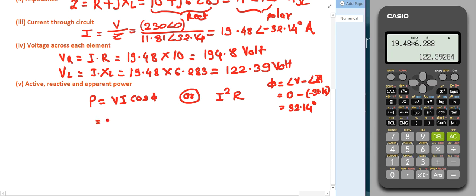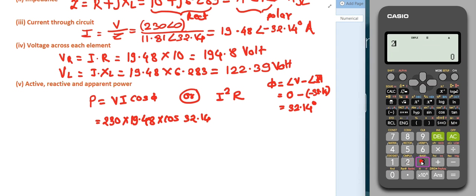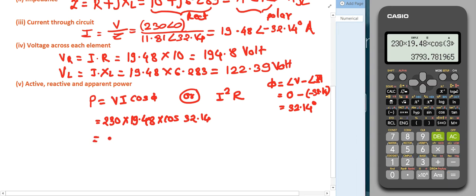So we'll put this into this. Voltage is 230 into current 19.48 into cos of 32.14. Let us calculate this on the calculator. 230 into 19.48 into cos of 32.14. Press the button of equal to. So I'm getting this power as 3793 watt.